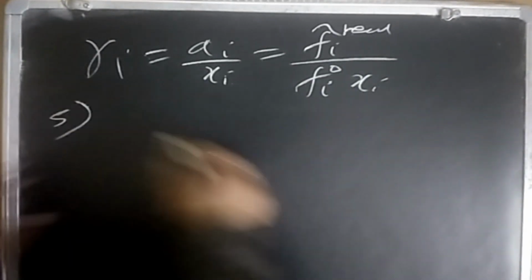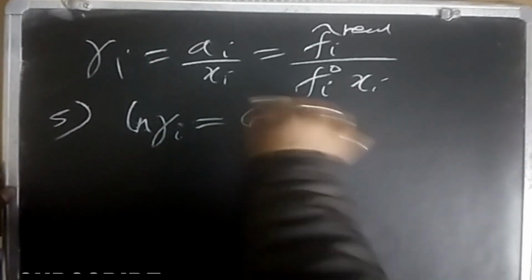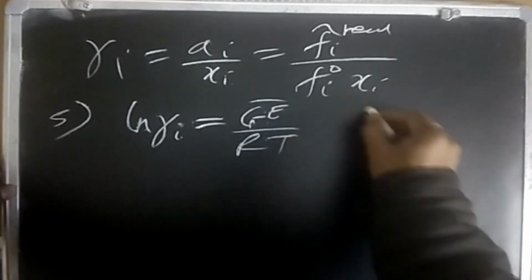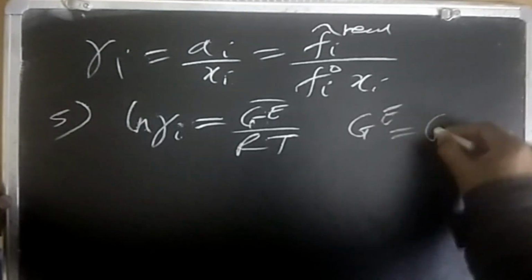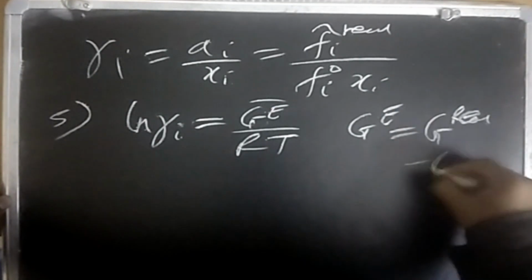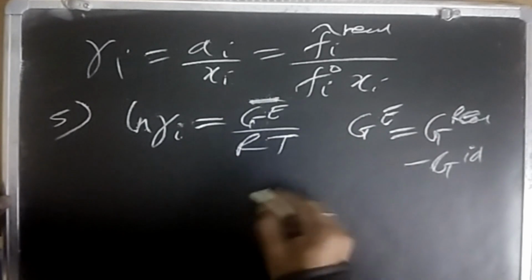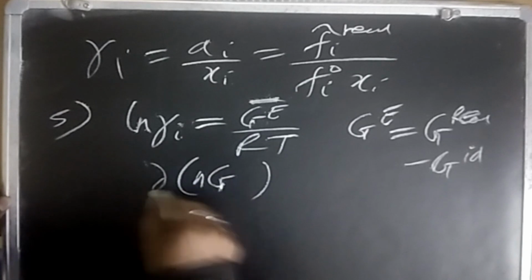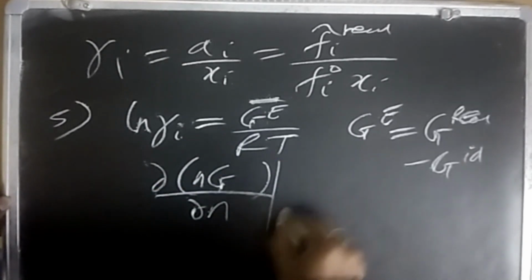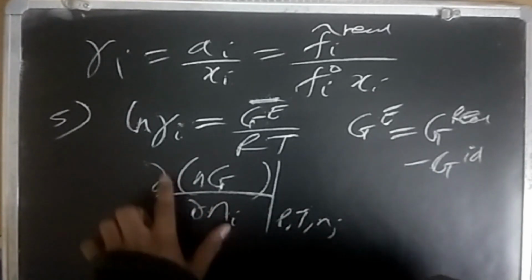The next thing is that ln gamma_i. Okay, these are the main formulas to remember. ln gamma_i is G^E bar by RT. Now G^E means excess Gibbs energy, that is Gibbs of real minus Gibbs of ideal, and bar here means partial molar property, which means del of some property, let's say nG, upon del n_i, at P, T and n_j. So this is the partial molar property.